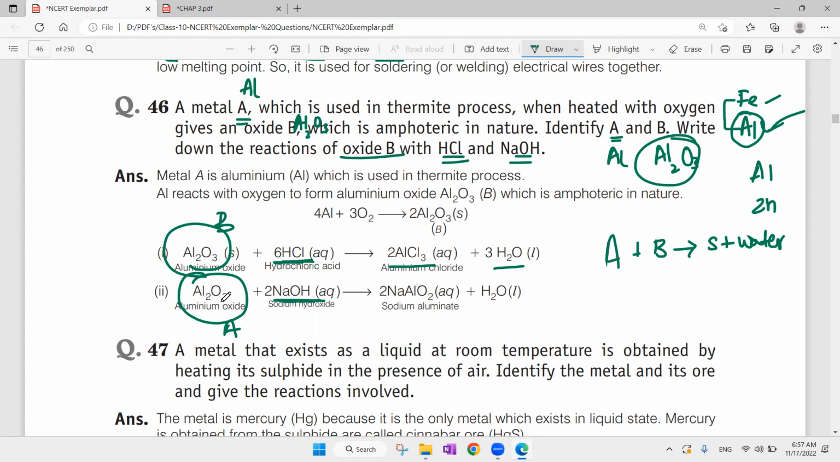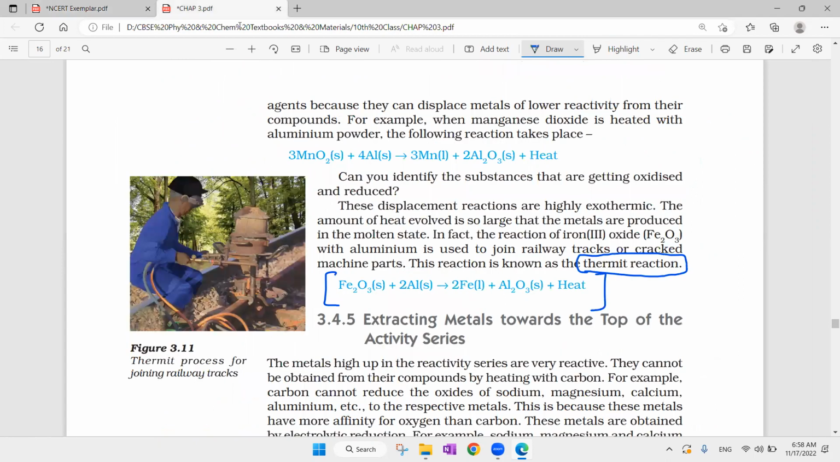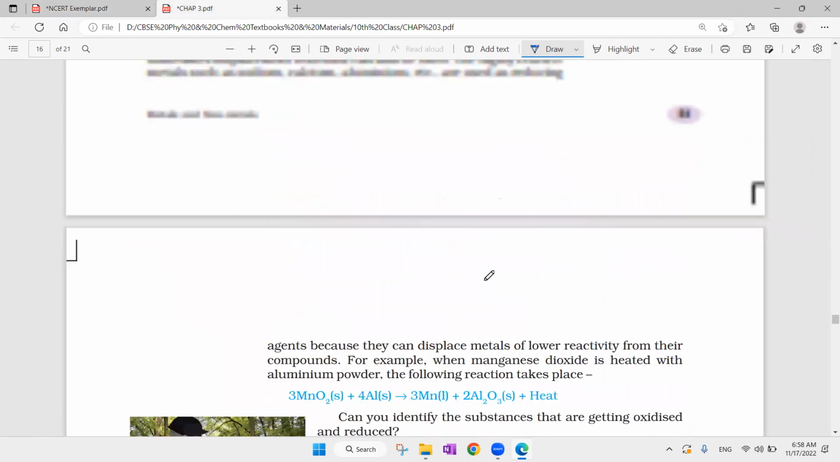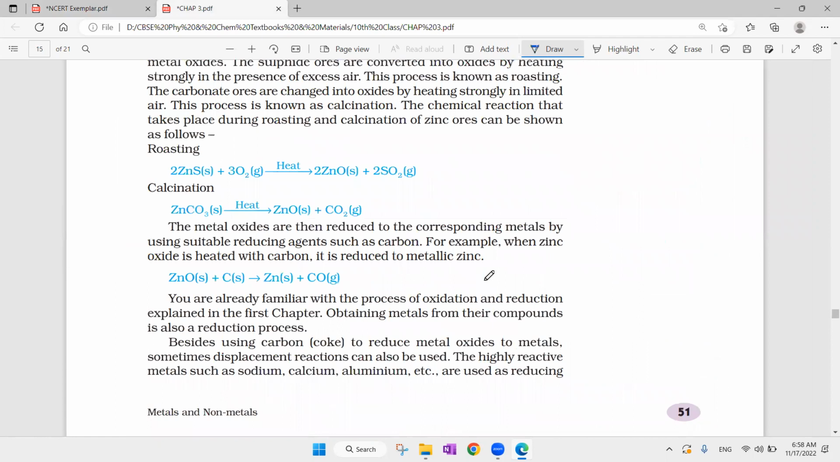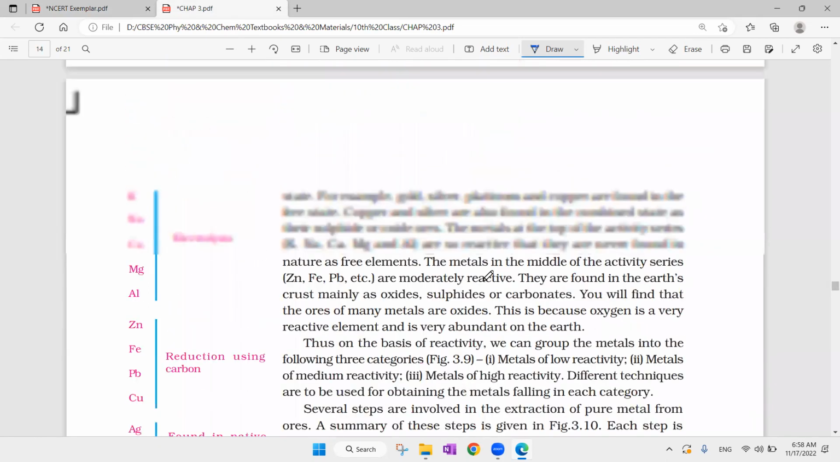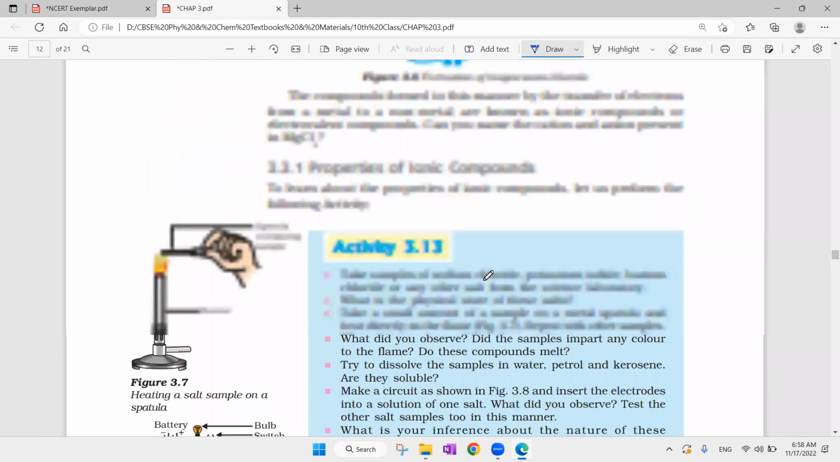And aluminum oxide reacting with sodium hydroxide, we are going to get sodium aluminate. This equation also will be present in your textbook. Without concepts, they will not ask any question in your board examination.